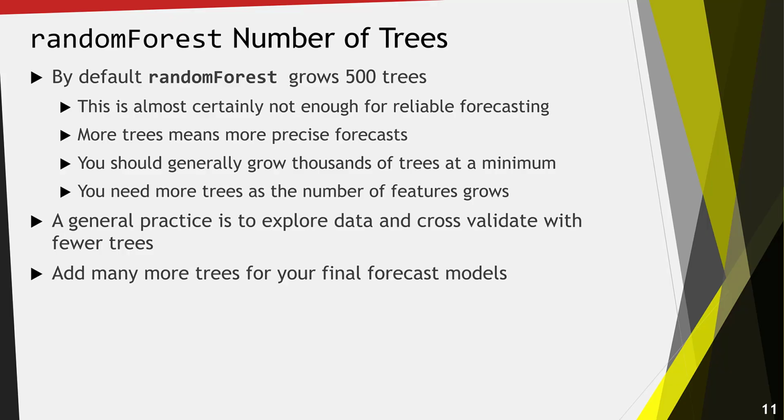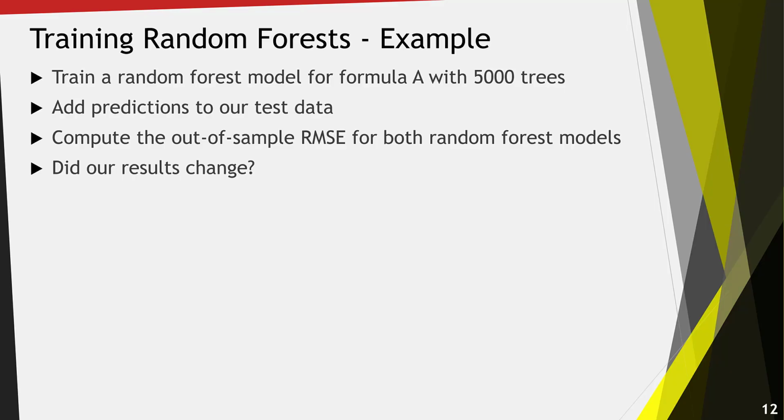By default, random forest grows 500 trees. This is almost certainly not enough for reliable forecasting in any context. More trees means more precise forecasts. You should generally grow at least thousands of trees if you're trying to use random forest for forecasting. And importantly, the number of trees that you need for reliable forecasts increases as the number of features in your model grows. As a general practice, people will usually explore and cross-validate random forest models with fewer trees, but when they're ready to make final models that they'll use to generate forecasts, they'll add many, many more trees. As an example of this, I'd like to train a random forest model using Formula A with 5,000 trees.